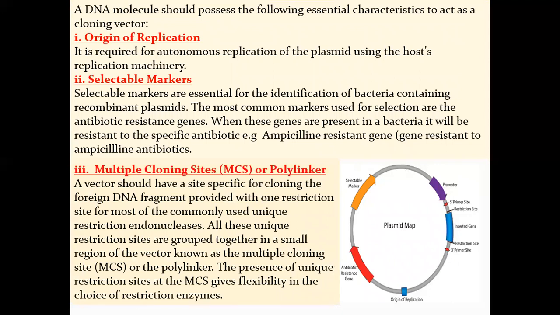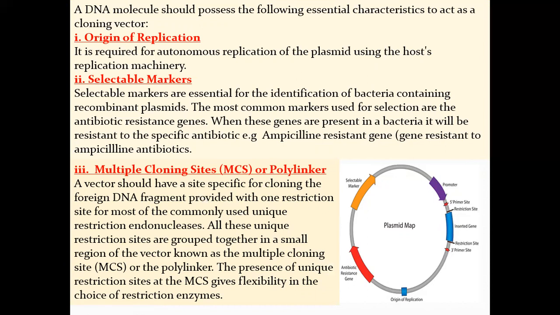So here is the restriction, here is the origin of replication, and here are the primary restriction sites, inserted gene. और यहाँ पर ये क्या है, आपके पास selectable markers हैं और ये antibiotic resistant gene. Multiple cloning sites or polylinkers.